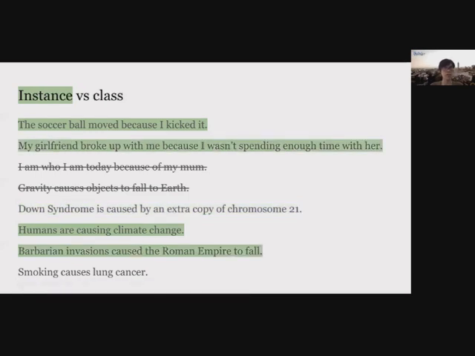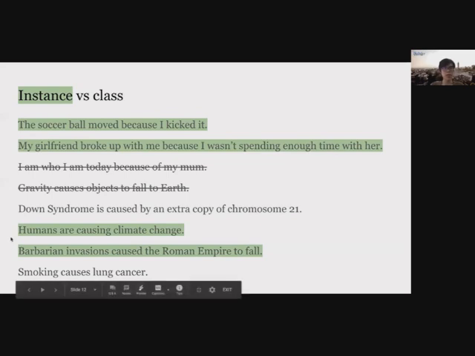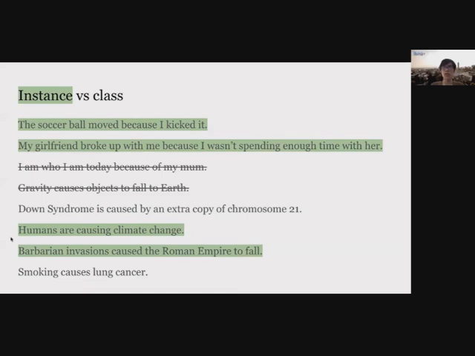Here's another lens for viewing these statements. Some of these statements are about instances, and other sentences are about classes. An instance is a specific object or event, and a class is an entire category of objects and events. You can see that the sentences highlighted in green are about individual people or events. Maybe the latter two are a bit contentious. When we say humans are causing climate change, we're referring to the entire humanity as an entity. And climate change is a singular event. It's very complex, but it's a singular event. There are not many different instances of climate change. So I would argue that this sentence is about instances.